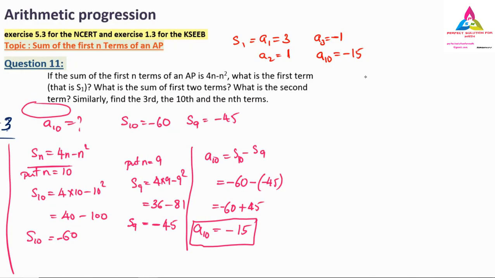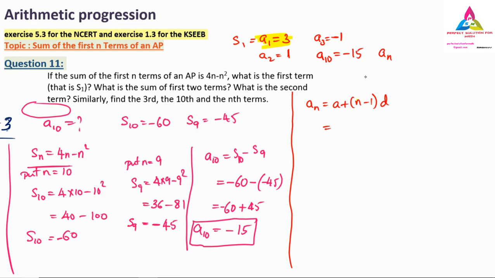Now the final one that we have to find is an. Here I have written a1 is equal to 3, a2 is equal to 1, a3 is equal to minus 1, a10 is equal to minus 15. So how to find an? You may have a lot of confusion, but actually you will not, because finding an is very easy. It is the formula method. an is equal to a plus n minus 1 into d. Here we know the a value, the first term, which is 3.